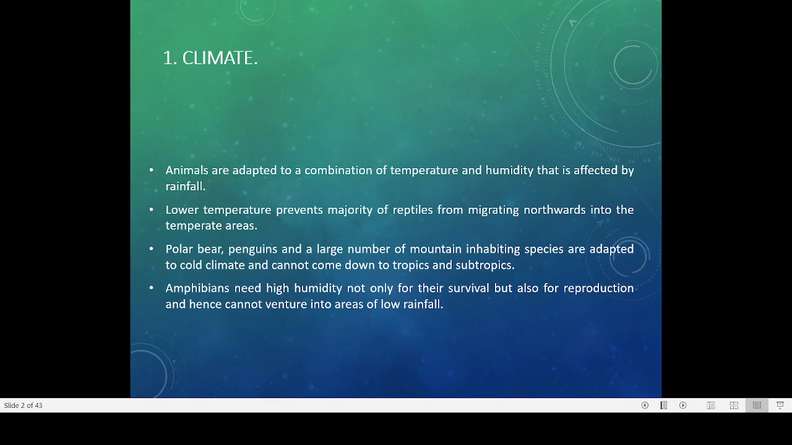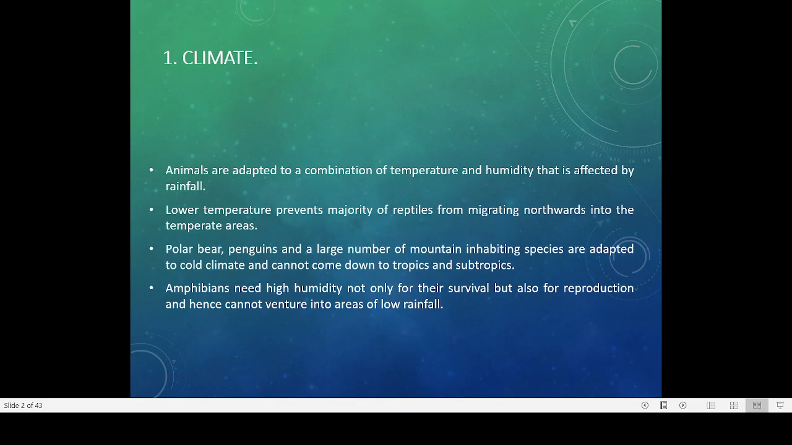For example, the polar bear, the penguin, and a large number of mountain-inhabiting species are adapted to the climate of the Arctic region, and they cannot come down to the tropics or subtropics.